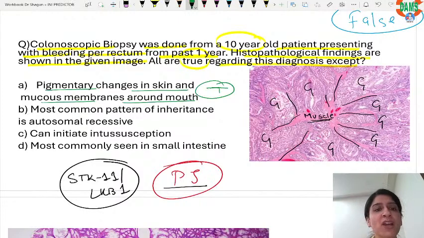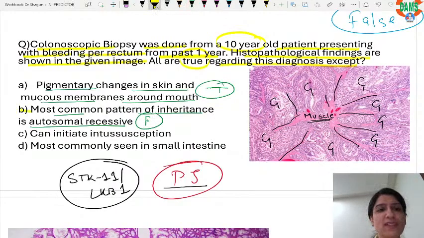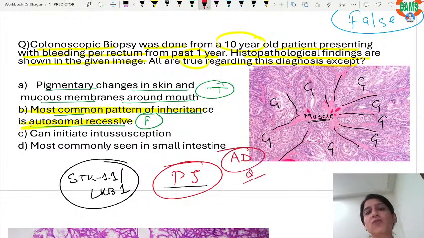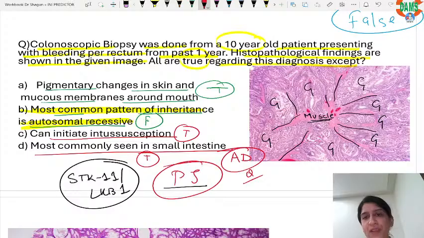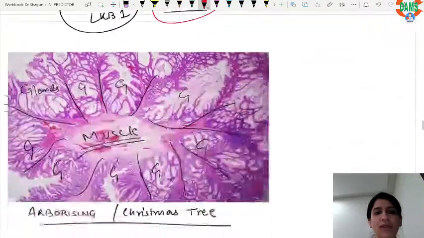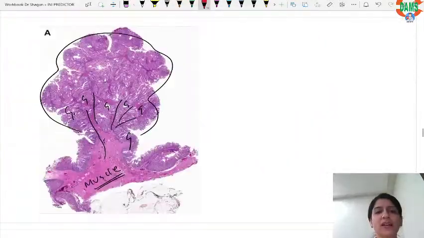Most common pattern of inheritance is autosomal recessive. Absolutely false, and this is my answer, because PJ, Peutz-Jeghers syndrome, has an autosomal dominant mode of inheritance. They can initiate intussusception. Absolutely true. Most commonly seen in small intestine. Absolutely true. Very important. Right? Okay, this question is done.